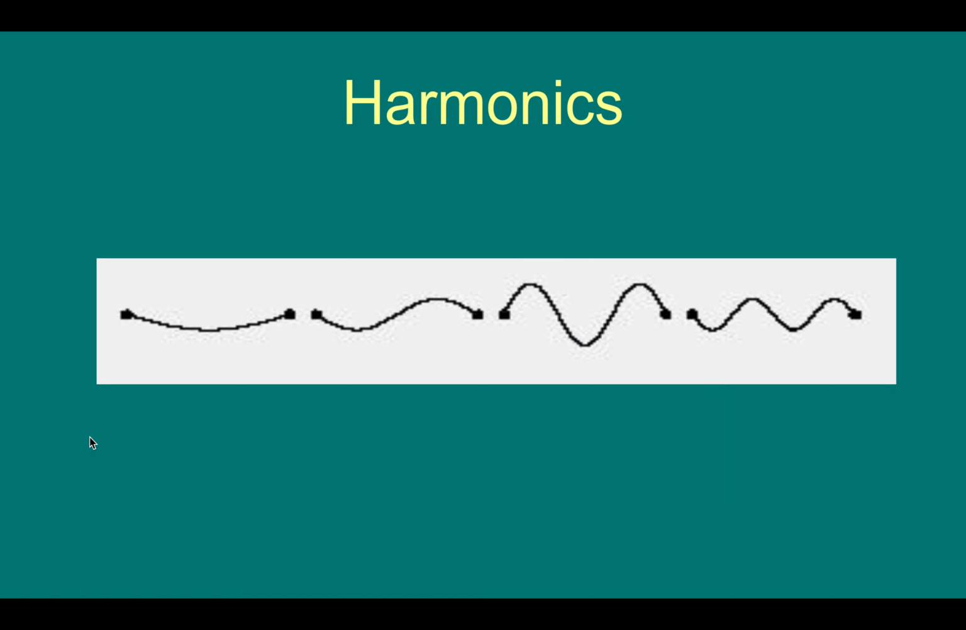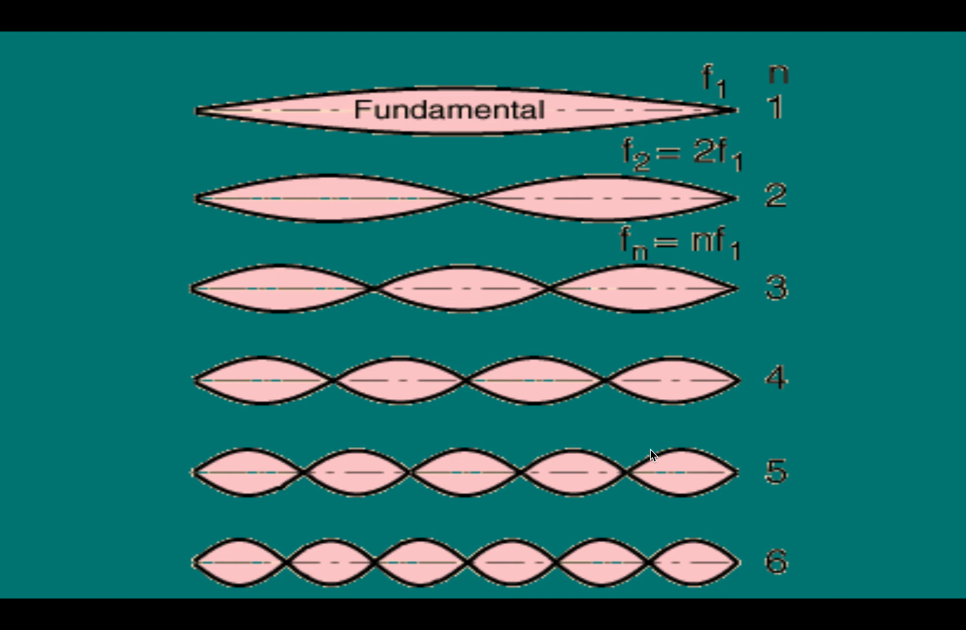There are a whole bunch of patterns like this that can exist in strings that are fixed at both ends. If a string is fixed at both ends, there must be a node at either end. The simplest pattern is just one lump moving up and down, and then the next pattern is 2, and then 3, and then 4. There's an infinite number of these. A lot of times they're drawn like this, where it's not actually in both positions at the same time, but is flipping back and forth between the top and the bottom position.